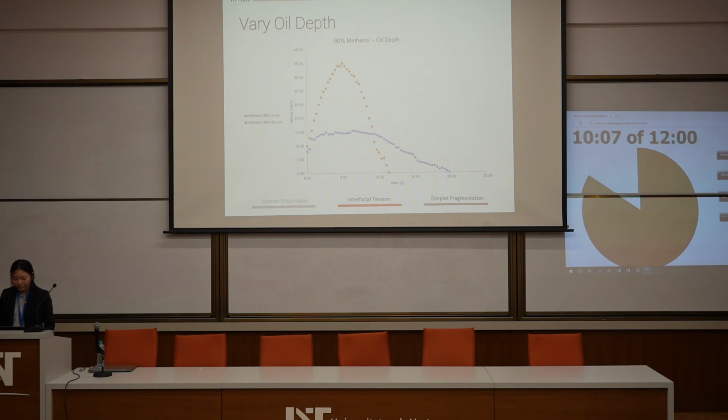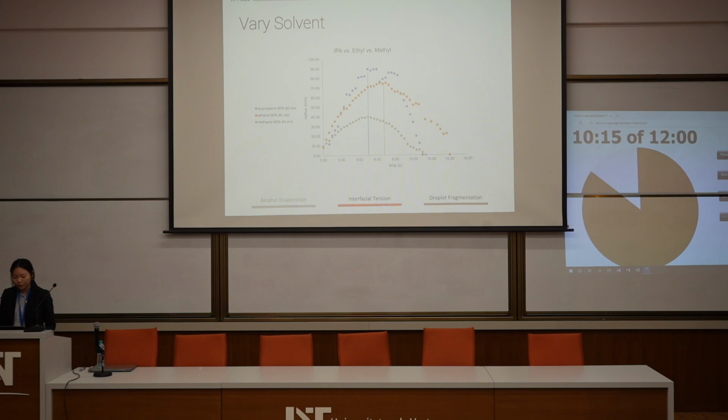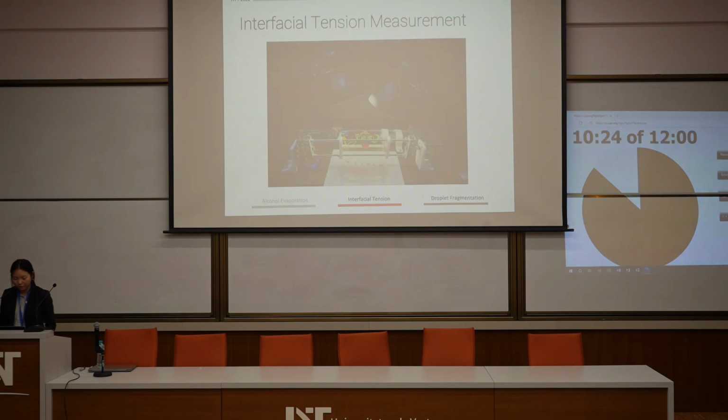We also varied oil depth, in which we concluded that increasing the oil depth will help it to expand faster and reach a larger radius. We also varied the solvent, in which we tested isopropanol, ethanol, and methanol, and this allowed us to conclude with a different radius for each solvent.